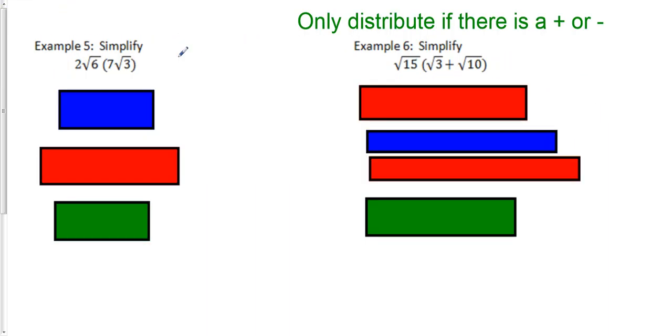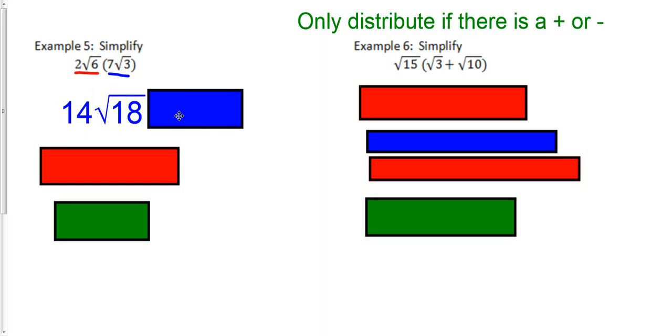So for example 5, you can see we have two terms. We've got 2 square roots of 6 times 7 square roots of 3. So it's just two monomial pieces being multiplied together. This piece times this piece. So like they said, all we do is multiply the whole number parts, or the coefficient parts, 2 and 7. That would give us 14 right there. Then our radical parts, we take the square root of 6 times the square root of 3. Well, 6 times 3 is 18. So right now we're going to call it 14 square roots of 18.